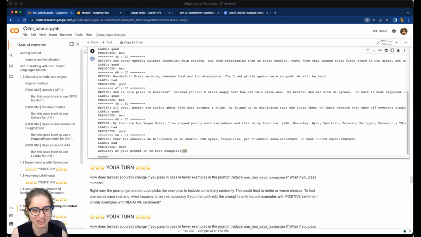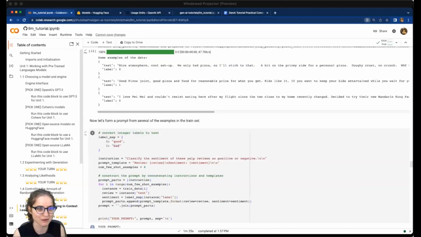It didn't really matter that all 4 of my examples in my few shot prompts had the wrong labels, because that's not what I was helping GPT-3 to figure out, because it already kind of knows positive and negative sentiment. I was just helping it figure out the structure of what I expected it to generate. So I got 94% from the fact that it says accuracy of your prompt on the 50 test examples is 6%, which really is 94% because of this bug where I flipped good and bad.